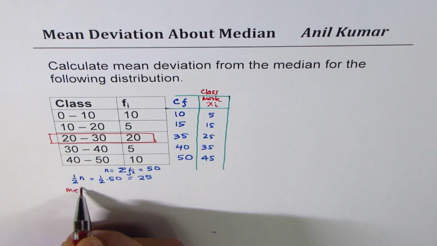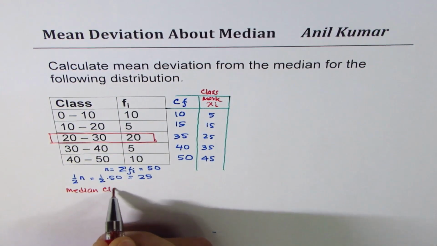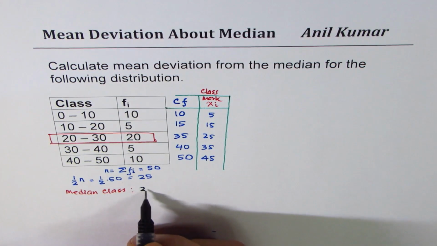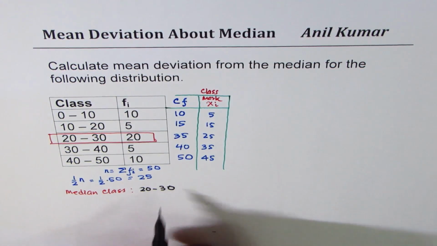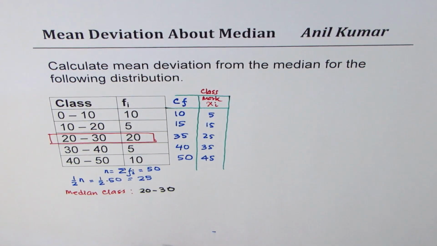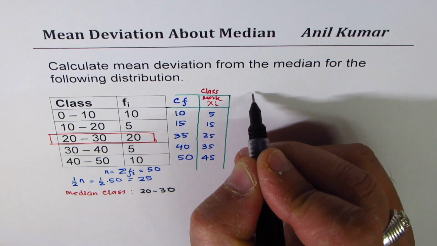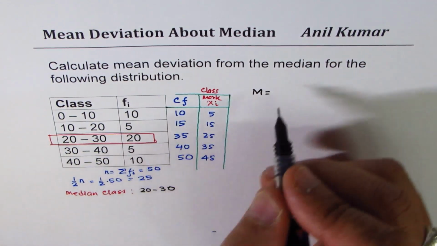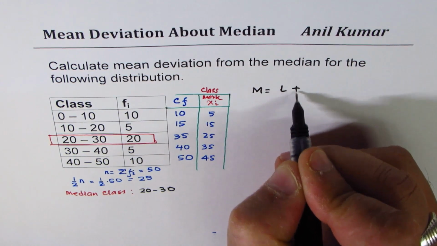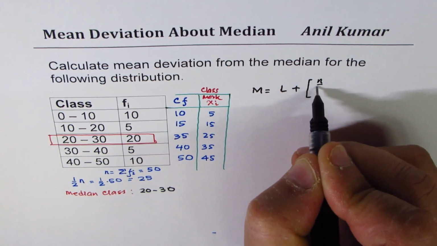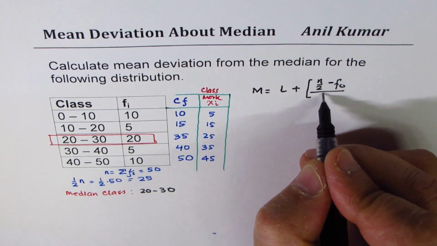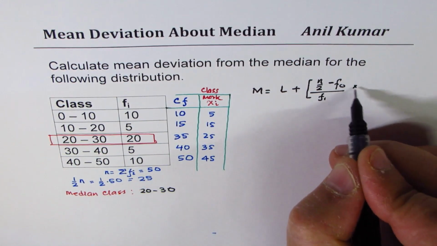So we have median class is 20 to 30. Correct? Now we'll find the median first from the median class. The formula for median when grouped data is given to us is to take the lowest value plus half of n minus cumulative frequency divided by the frequency times interval.